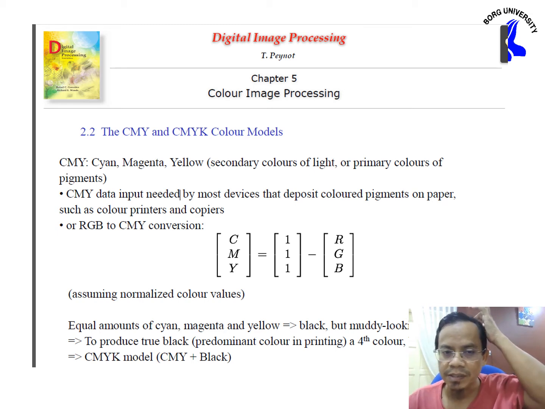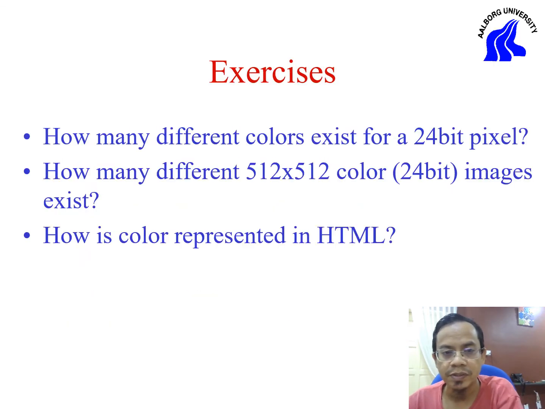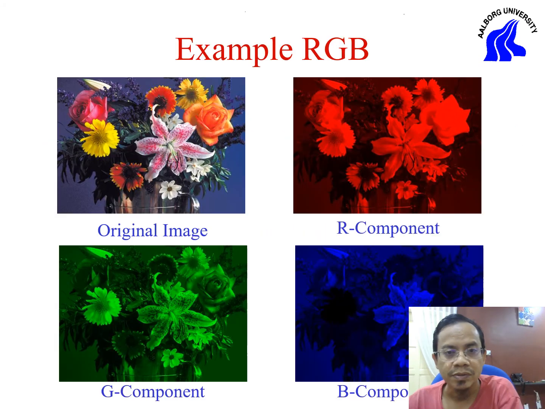This is another color space, the CMY and CMYK color models. We can get CMY and CMYK from RGB by using this formula. Okay, so we go back to the RGB. This is the red component. RGB is a combination of red, green, and blue. So when we combine these three components, we will get this color image, the original RGB image.